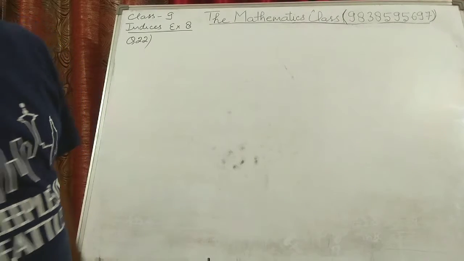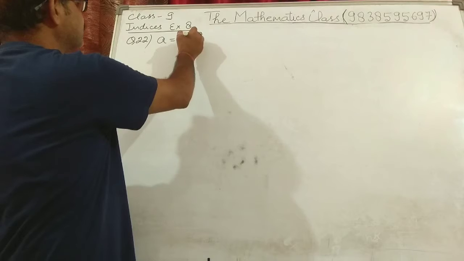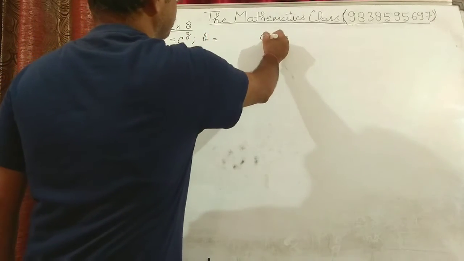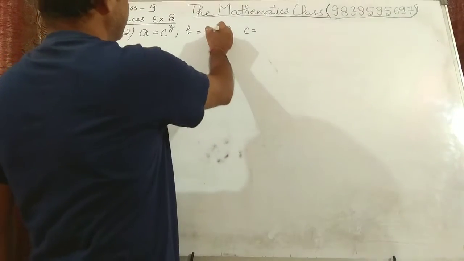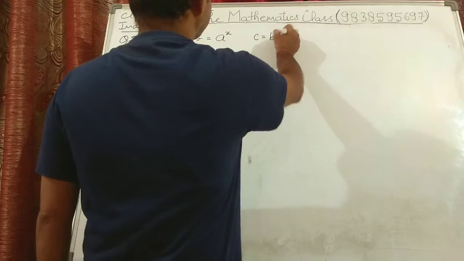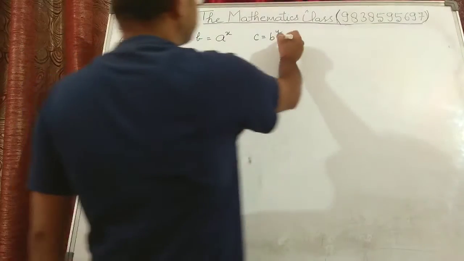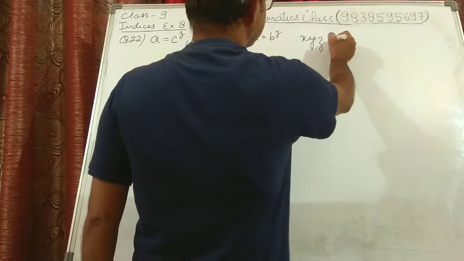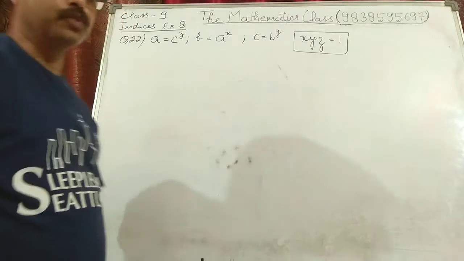What is question number 22? If A is equal to C to the power Z, B is equal to A to the power X, and C is equal to B to the power Y, you have to prove that X into Y into Z is equal to 1. This is what you have to prove.